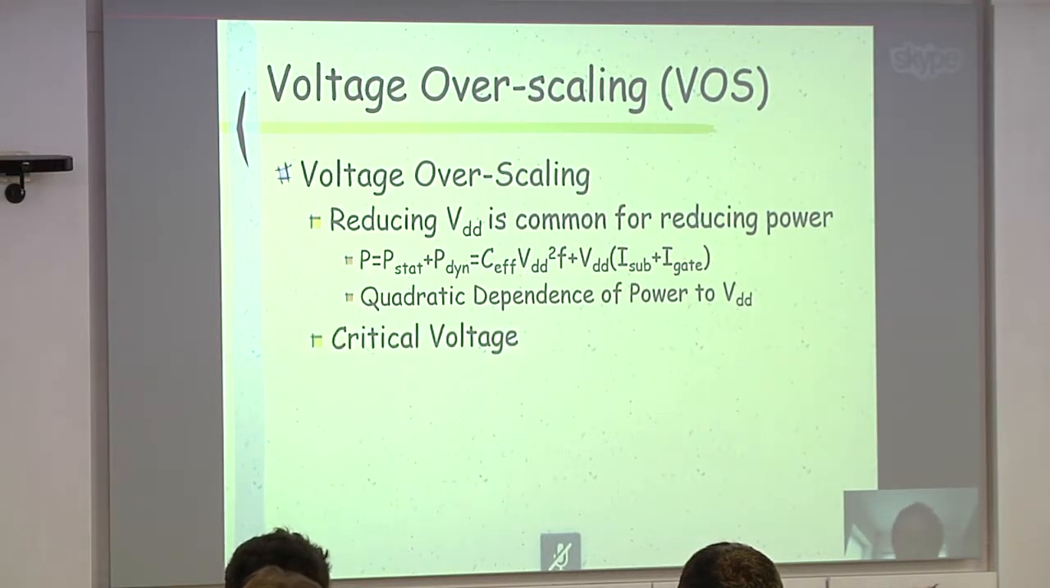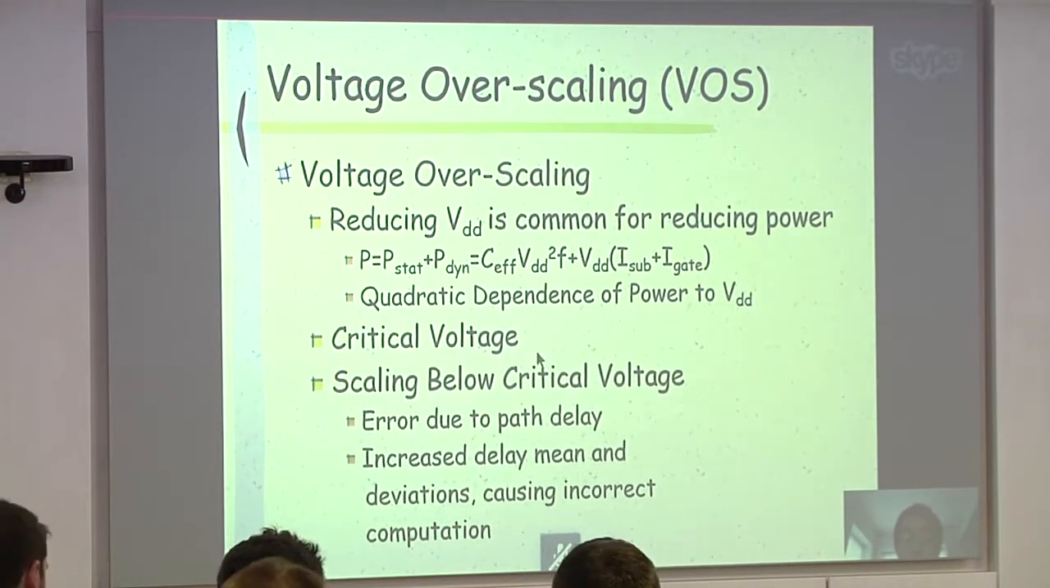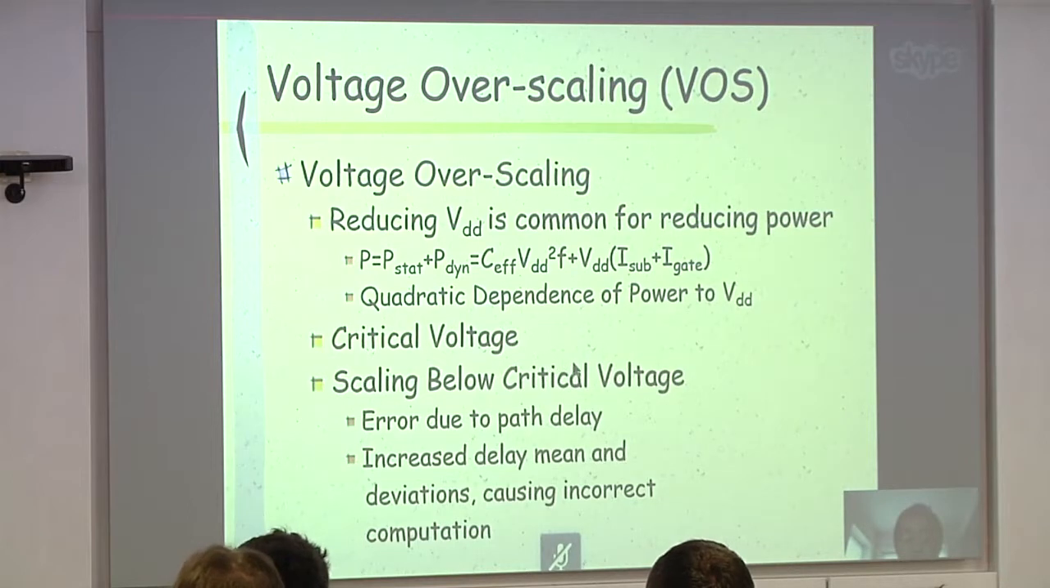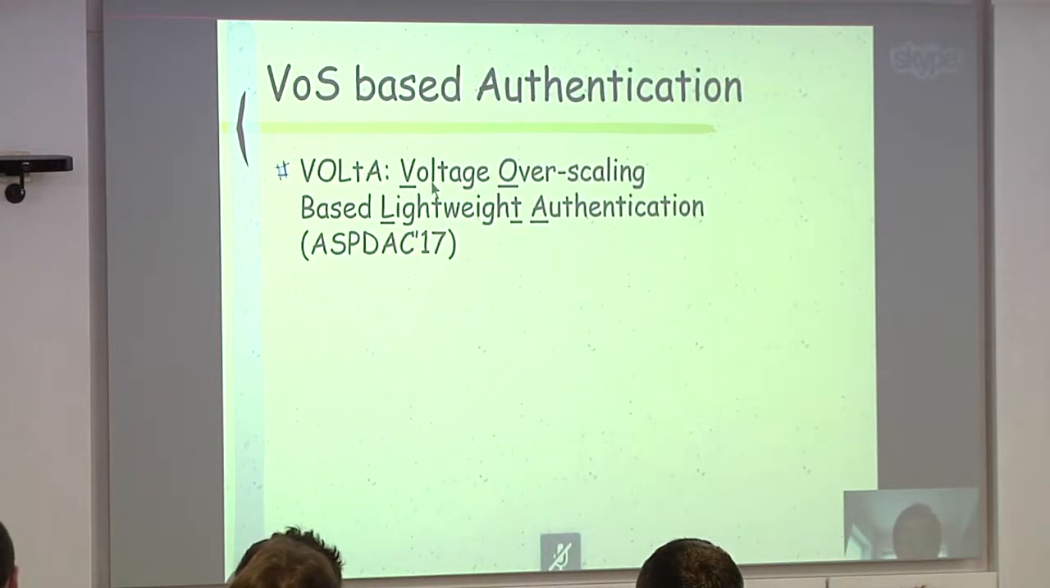However, you cannot reduce the voltage to any low level you want. There's a critical voltage level. If you go beyond this critical voltage level, then you will introduce errors to the circuit. Most of these errors are introduced by the pass-through delay, so certain gates become so slow that they do not reach their final output at the right time. Figure 1 shows the delay model, the error model due to the reduction of the voltage. And what we do here is voltage overscaling, that is, when you scale voltage close to or below the critical voltage level.